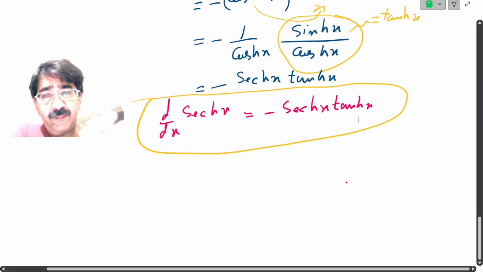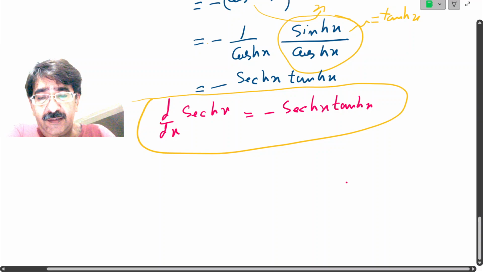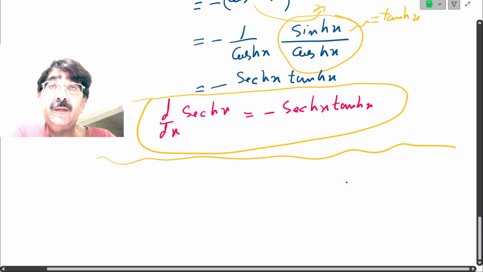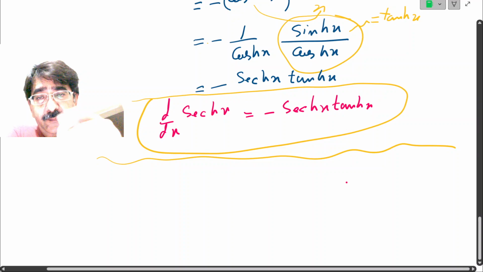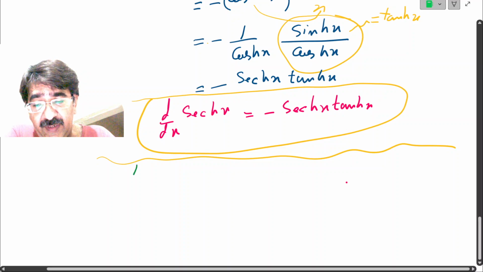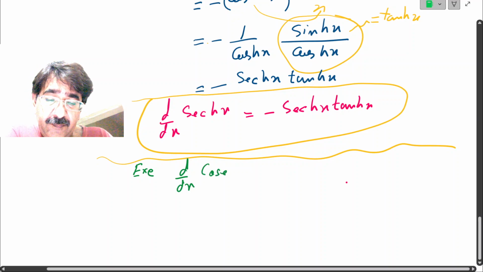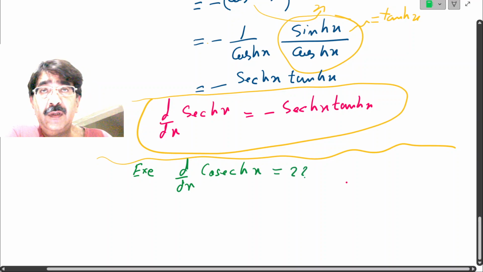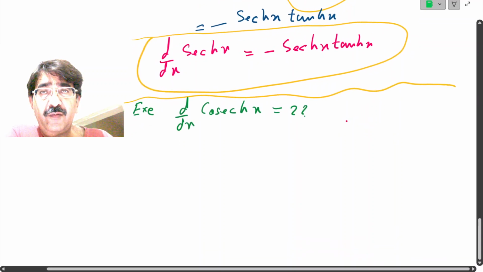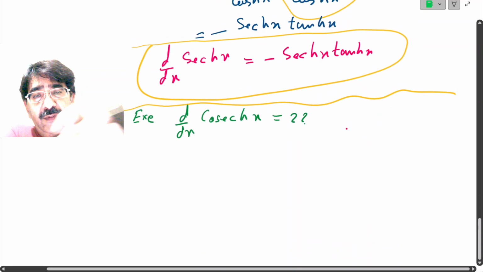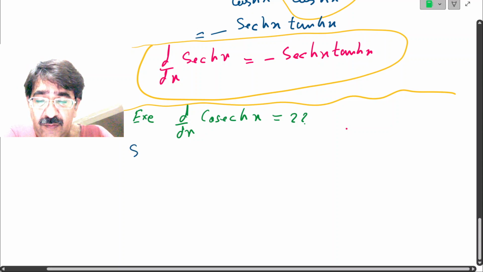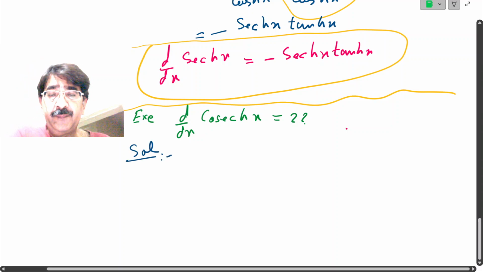Okay, next exercise is d by dx of cosecant hyperbolic x. What is that? Now we will try to find the solution of this. So let's start.